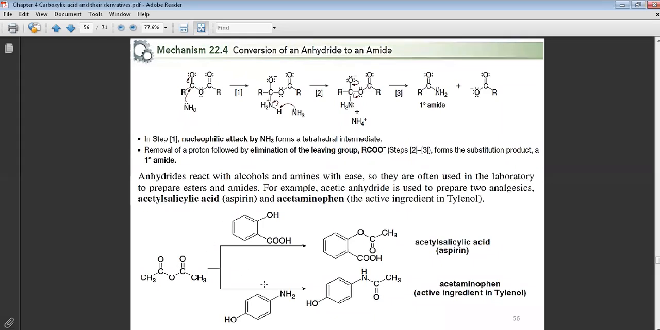Also, the acetic anhydride can react with the amine to give you the amide. This NH2 is your nucleophile. It will attack this carbonyl to give you this compound.